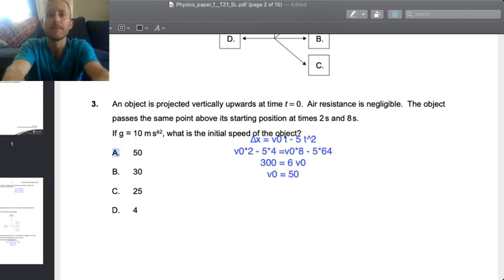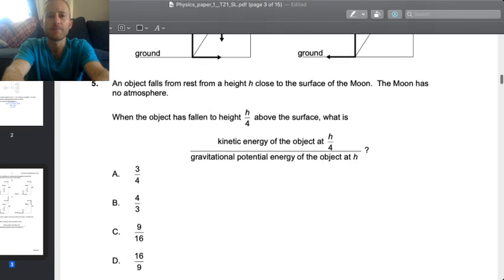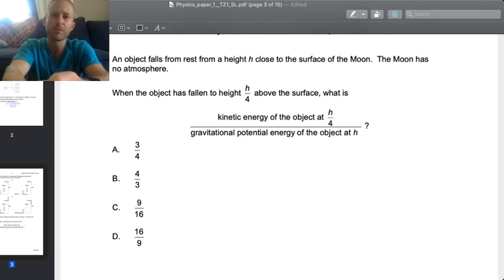All right. Question 5. An object falls from rest from a height h close to the surface of the moon. The moon has no atmosphere. When the object has fallen to a height h over 4 above the surface, what is the kinetic energy of the object divided by the potential energy of the object?